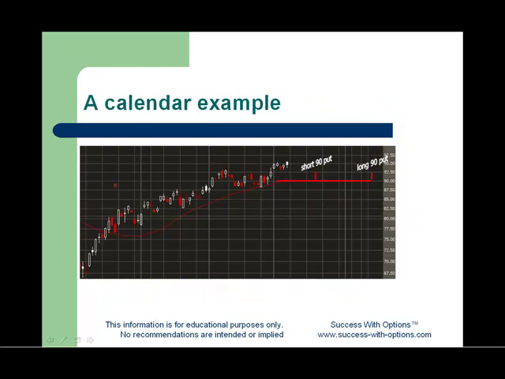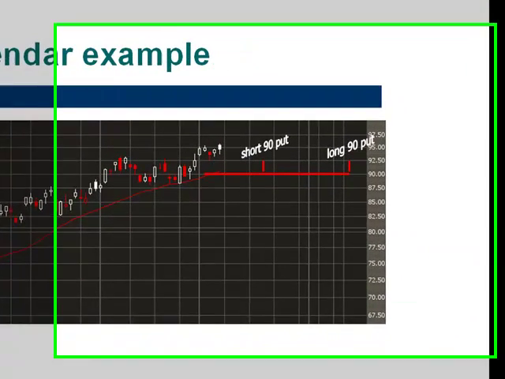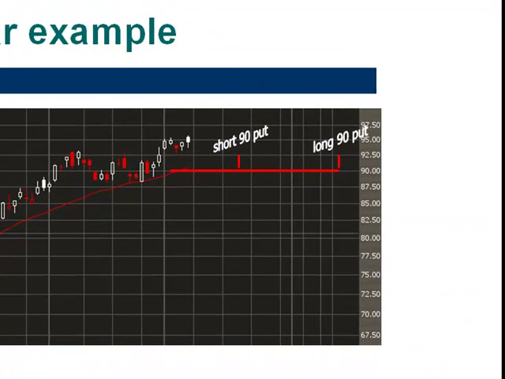Let's actually look at an example to help illustrate the calendar spread. What we see here is a chart. At the moment, it doesn't really matter what the chart is, and we see that the chart is in a bullish trend. While not strictly a bullish strategy, I could put on a put calendar at $90, buying the July $90 put and selling the June $90 put. The result is that the spread will be put on for a debit of $1.30.